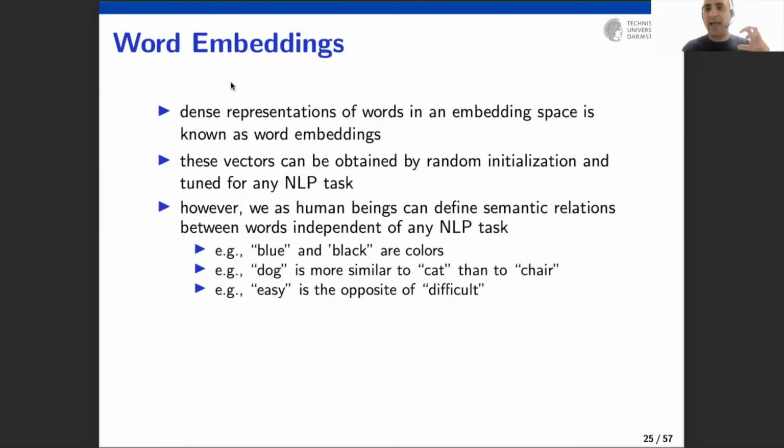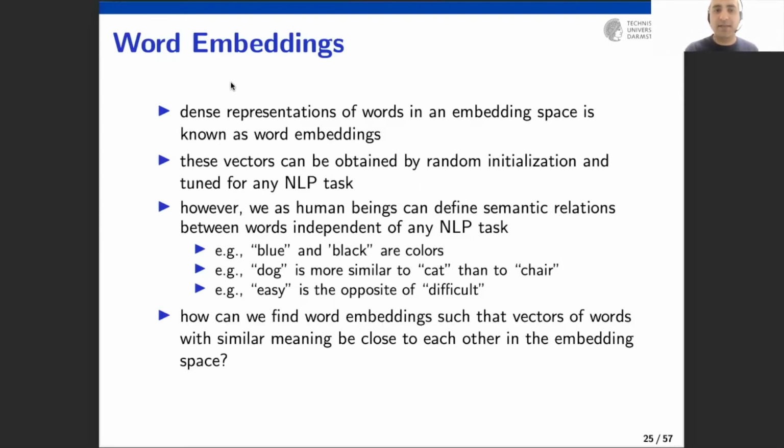And so if we can have this knowledge, the question is: can we encode this knowledge into dense representations or word embeddings? In other words, how can we find word embeddings such that vectors of words with similar meaning are close to each other in the embedding space? For example, if dog and cat are semantically related, then their vector representations should be close to each other in the embedding space.